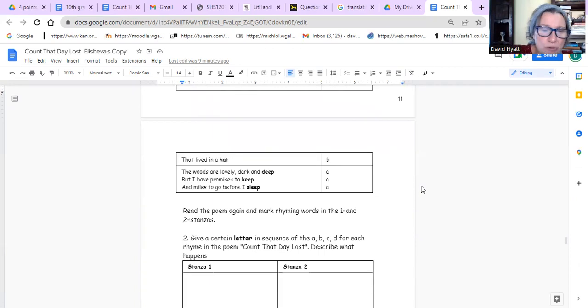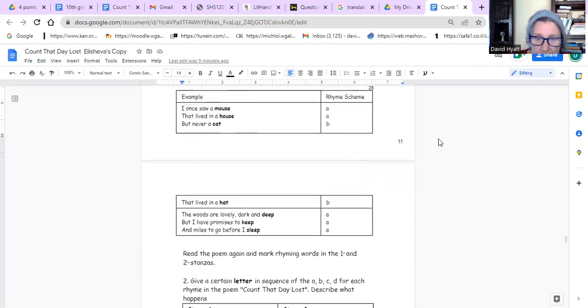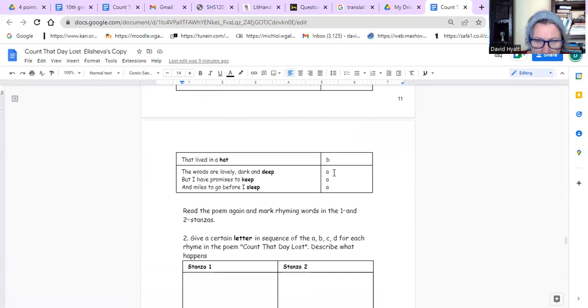Then the poem continues. The woods are lovely, dark, and deep. Deep. It's again the same sound. It's A again. But I've promises to keep.